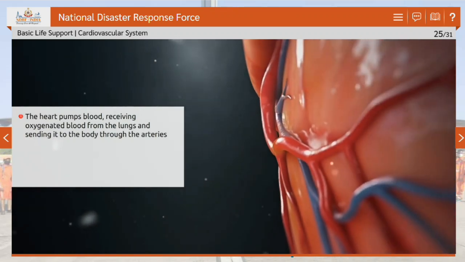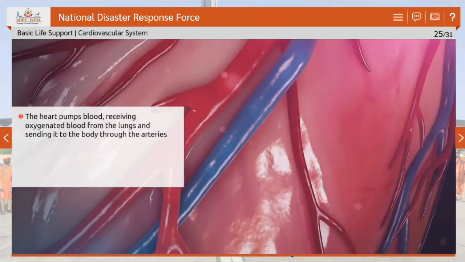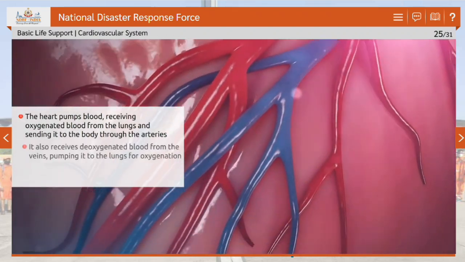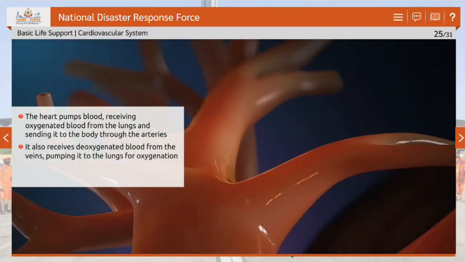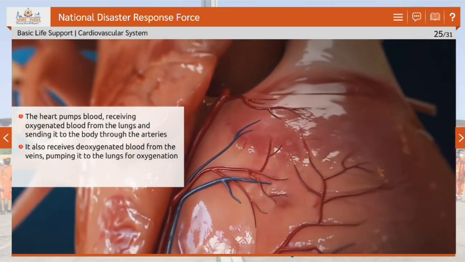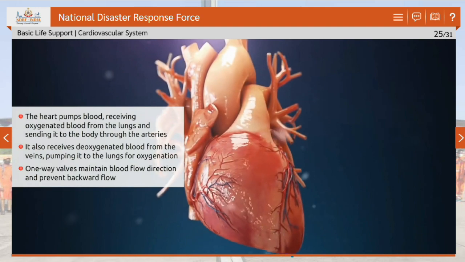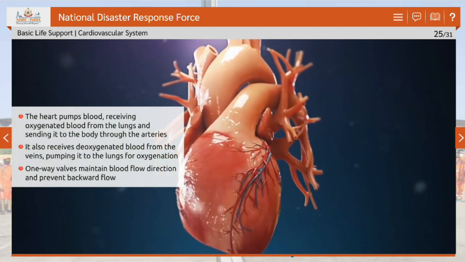The heart pumps blood, receiving oxygenated blood from the lungs and sending it to the body through the arteries. It also receives the deoxygenated blood from the veins, pumping it to the lungs for oxygenation. One-way valves maintain blood flow direction and prevent backward flow.